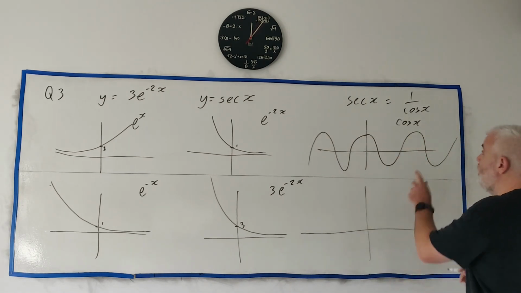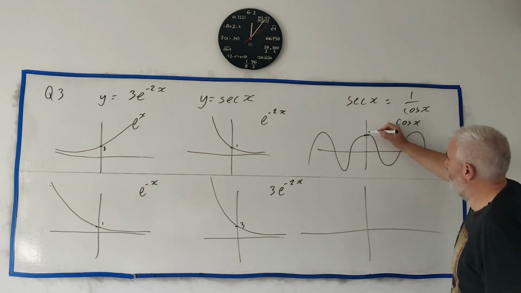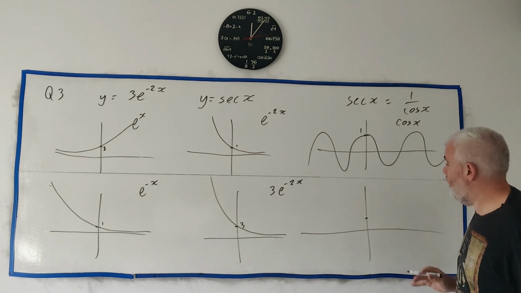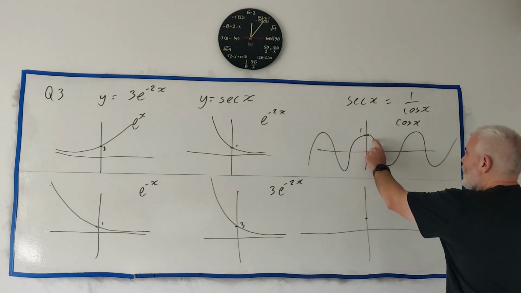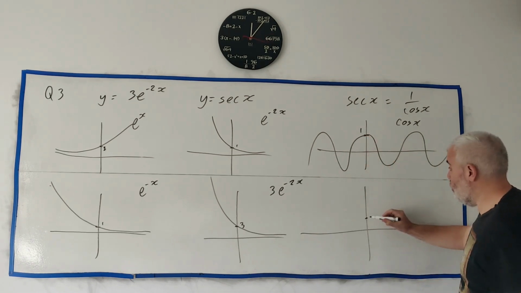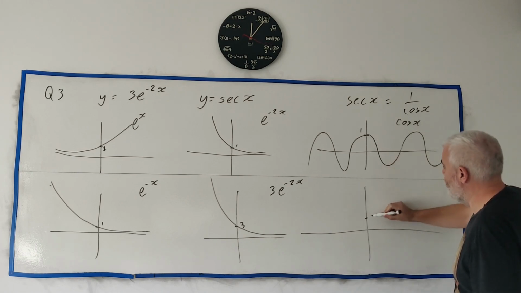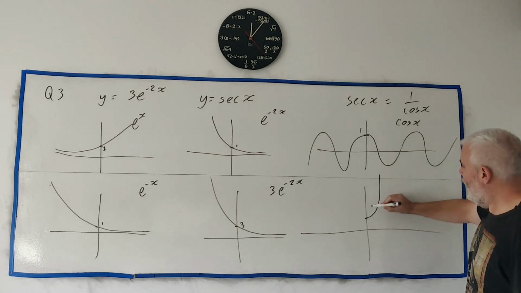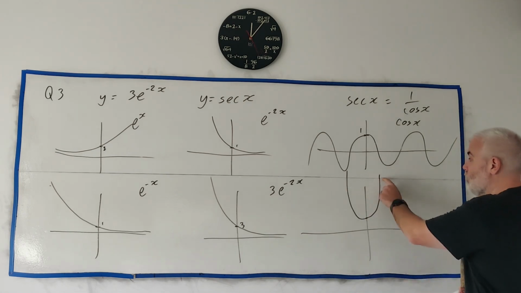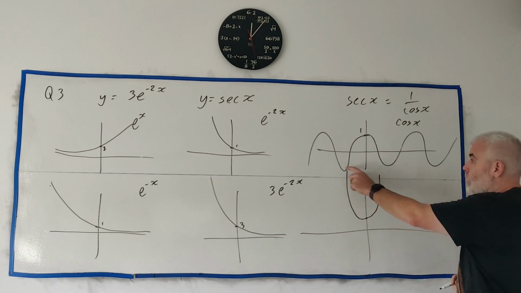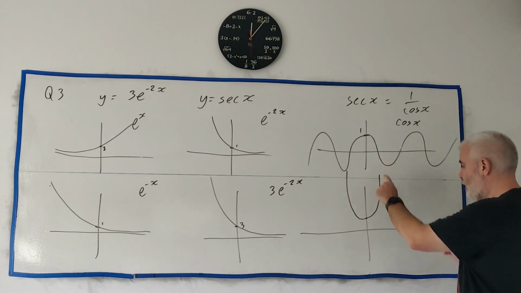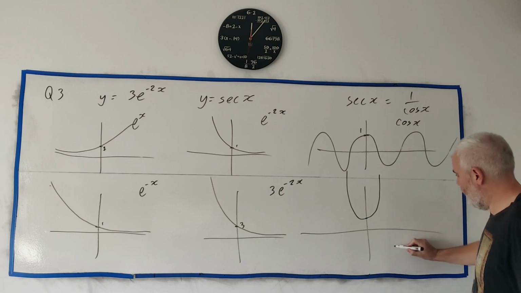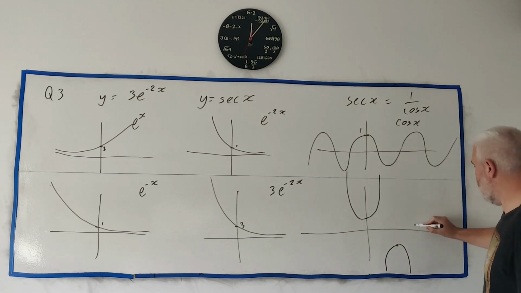So what does 1 divided by this look like? This is a 1 here. 1 divided by 1 is 1. 1 divided by, say, a half, that's 2. So when this goes down, this goes up. 1 divided by 0, and that's the real clue, goes off towards infinity. So we get this shape here. 1 divided by minus 1, we get a minus 1. 1 divided by 0, again, goes off to infinity. We get this shape here.